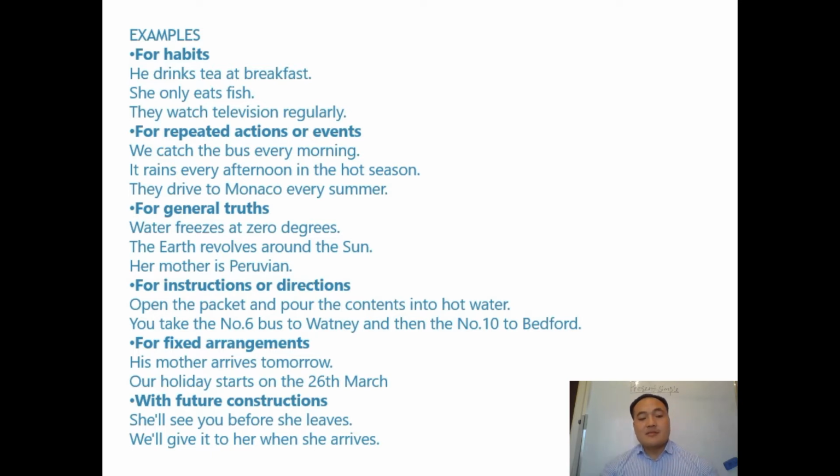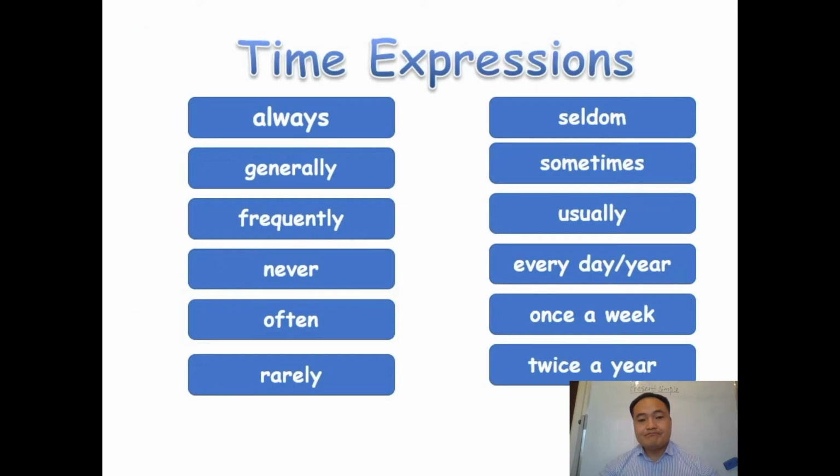And the present simple tense is also used for fixed arrangements. His mother arrives tomorrow. It is an arrangement and it is fixed. Our holiday starts on the 26th of March. And we also need the present simple tense for future constructions. She'll see you before she leaves. We'll give it to her when she arrives.